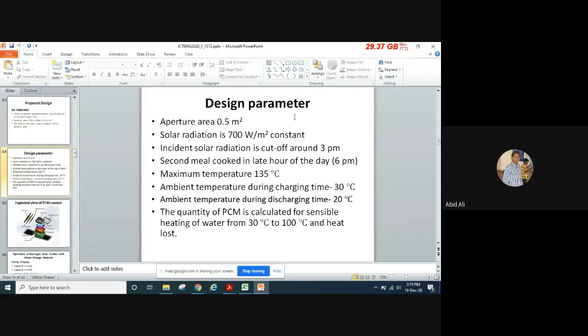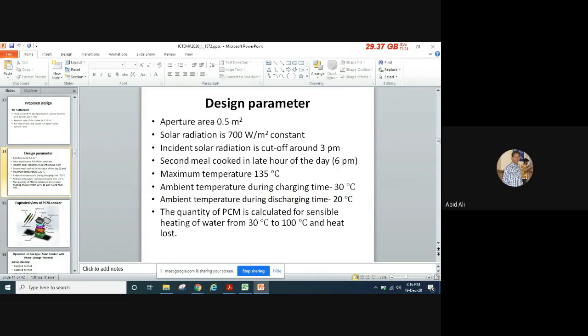And this is the design criteria of our box design. Aperture area of the cooker is 0.5 meter square. During the design, the solar radiation is 700 watt per meter square, and we cut off the solar around 3 p.m., and the second meal is put up to 6 p.m. The maximum temperature that the absorber attains during the charging in the daytime is approximately 135 degrees centigrade. Ambient temperature during charging is 30 degrees centigrade, and during discharging the cooker inside the room is 20 degrees centigrade.